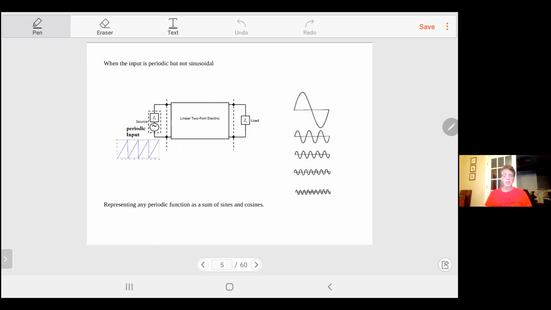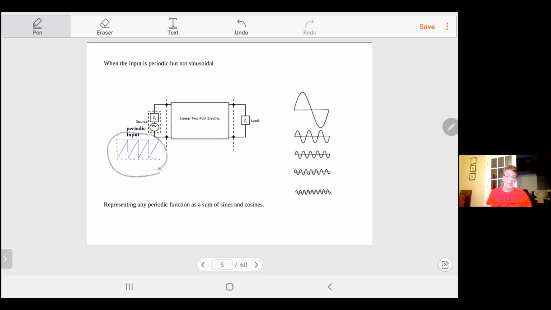For example, in this electric circuit, the input is, you can say, a sawtooth waveform. Maybe you can have a square wave or triangular wave or some other waveform, different from a sine wave and different from DC. So what are we going to do, how can we analyze the circuit? We only know how to analyze the electric circuit when the input is DC or sinusoidal. Well, Fourier series has the answer.